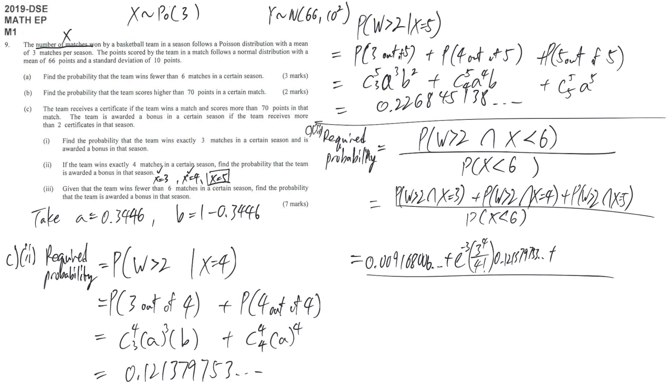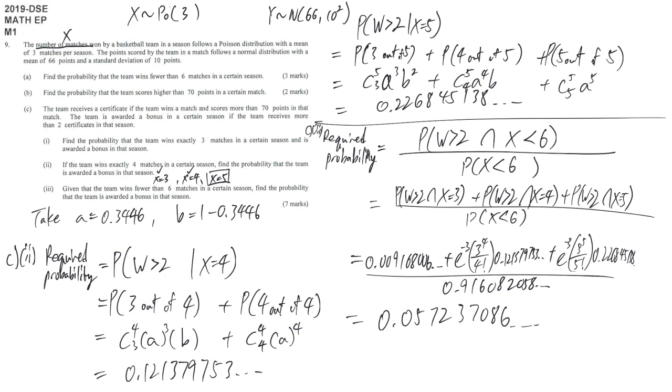And finally, for the last term, again, we just calculate the conditional one. We still need to ensure we have exactly 5 matches winning. So we have e to the power of negative 3, 3 to the power of 5 over 5 factorial, and divided by the denominator, that means the answer in part A, 0.916082058. Then we get the final answer, 0.05723786. This is not a very difficult distribution question, and you should be able to get most of the marks.